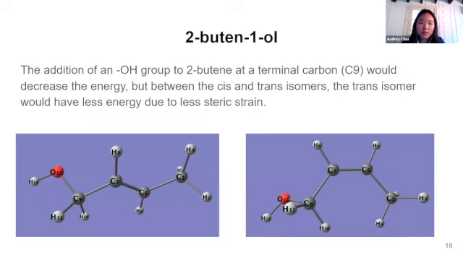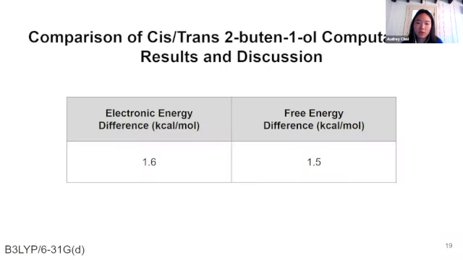And so the first one I did was 2-butene-1-ol. I just wanted to see how the hydroxyl group would affect it. And so I thought it would lower the energy, but the biggest factor between the cis and trans isomers would still be steric effects. And so the trans molecule would have a lower energy than the cis, which my results did show. There was a slight increase compared to just 2-butene, suggesting that the hydroxyl group might have amplified the steric effect slightly.